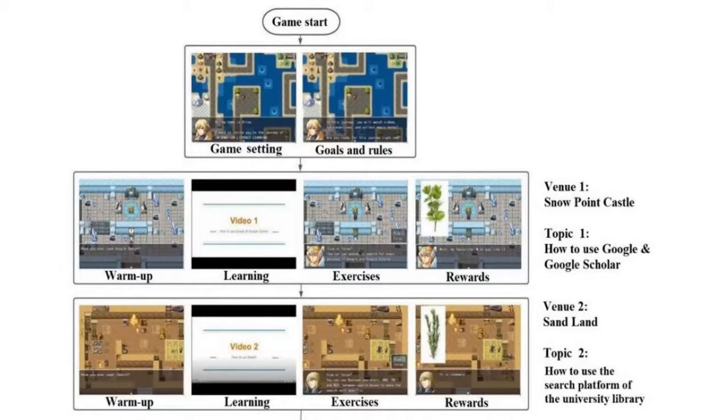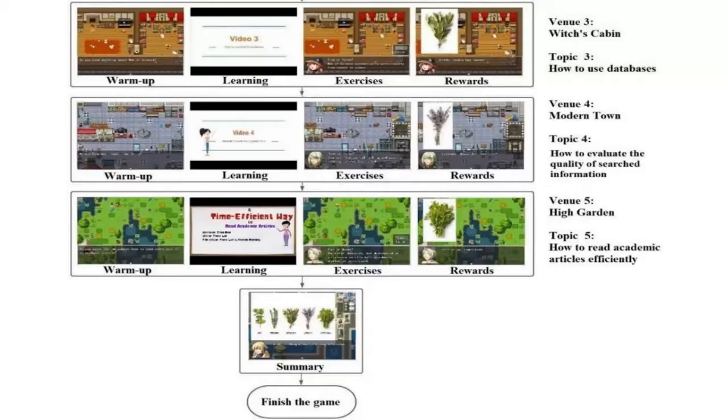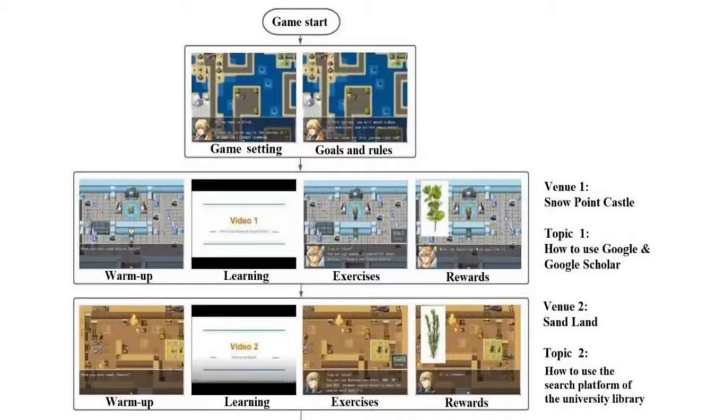There are five venues in the game. Each venue corresponds to one knowledge point of information literacy. In each venue, an NPC will present three learning tasks to the players: warming up questions, instructional videos about the involved knowledge point, and some exercises to help them consolidate the knowledge of information literacy.